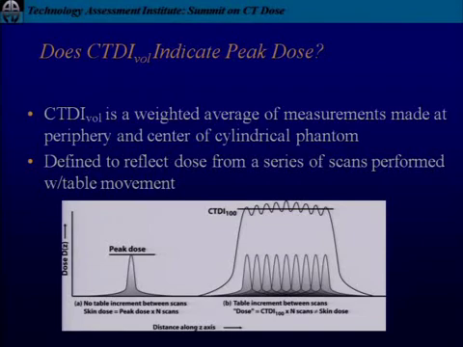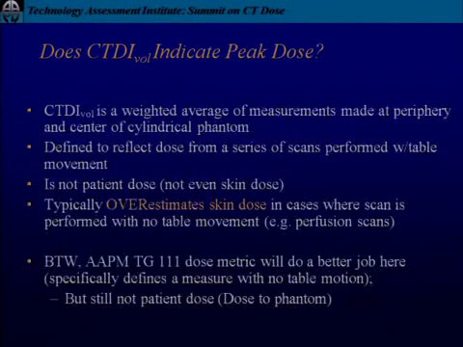I thought that would be a good thing actually. So this is just some more text to reflect that it overestimates skin dose. And by the way, yes, the Task Group 111 dose metric will do a much better job in this particular value in terms of compensating for the fact that there's no table movement. But it's still not patient dose. It's still dose to a phantom.